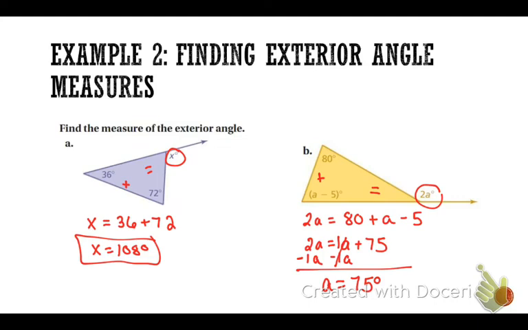But that's not my answer. I'm finding an exterior angle. Remember what I'm doing here. Look back at the exterior angle. Is my exterior angle A? No, it's 2A. So what would I do with this A value? Multiply it by 2. So I will say my exterior angle equals 150 degrees.